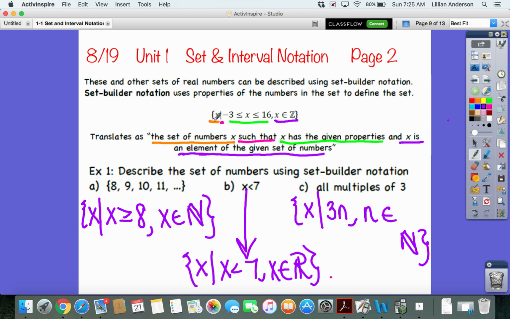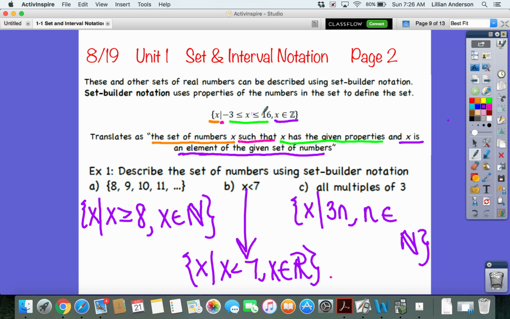Okay. It has a curly bracket, it has an X, it has a bar, it has some kind of compound inequality going on, and then it has one of the symbols that we just dealt with, okay? But we don't read it as curly bracket X bar, so on and so forth. No, it actually has a set of words to describe all this, and it goes: the set of X, the set of numbers X. So that's what that curly bracket and X first is, such that is that vertical bar. X has the given properties.